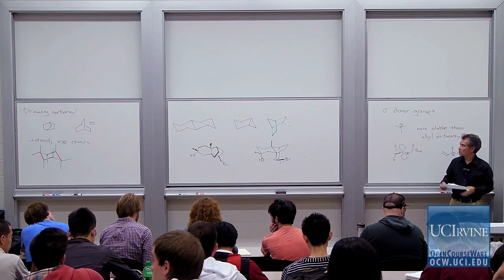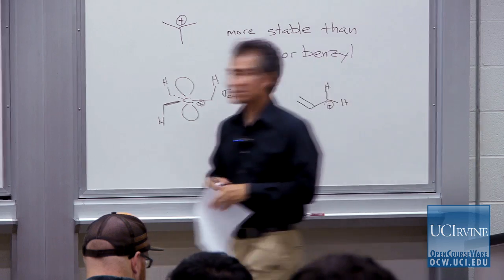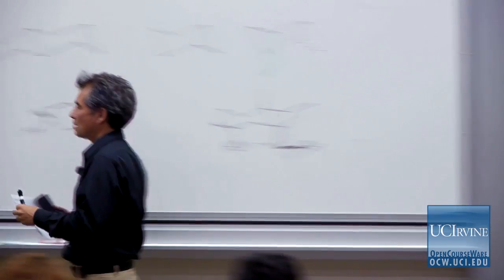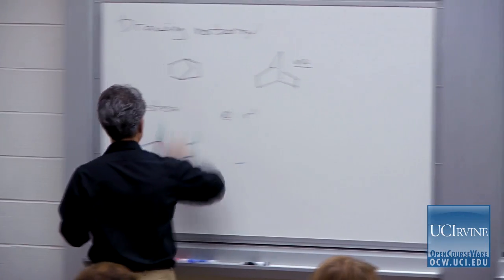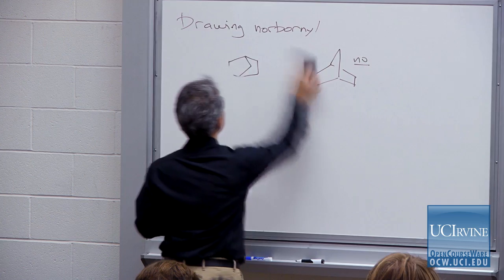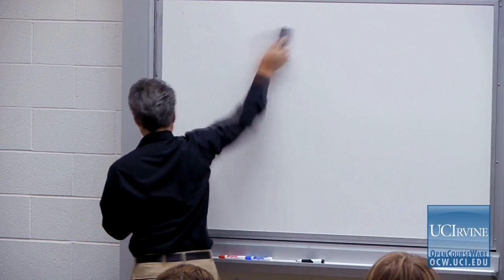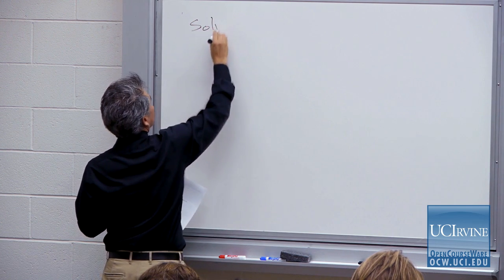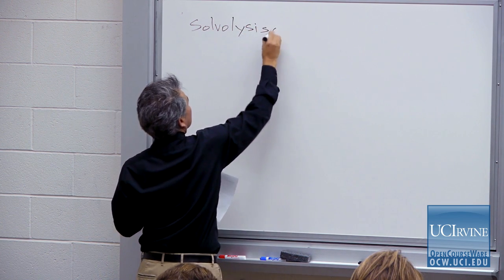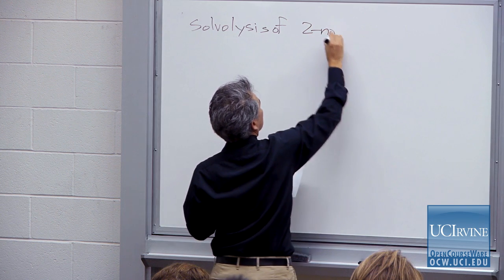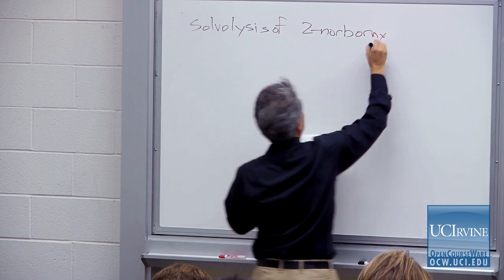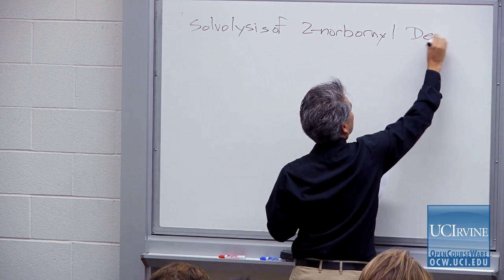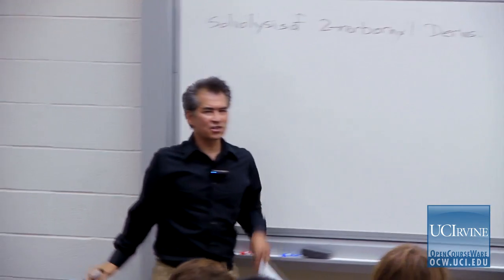Okay, so let's talk about why the Norbornyl ring system is special. It's going to help us to see the importance of bond alignment and proximity. Whenever I use the word solvolysis, that means I'm doing Sn1 reactions and the solvent is the nucleophile.